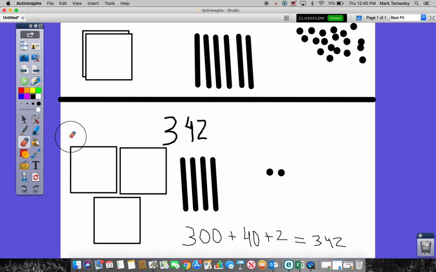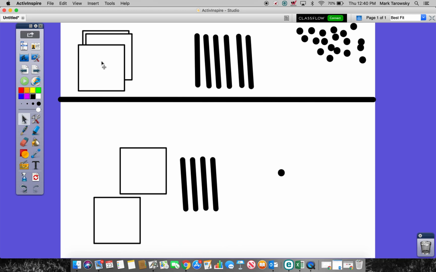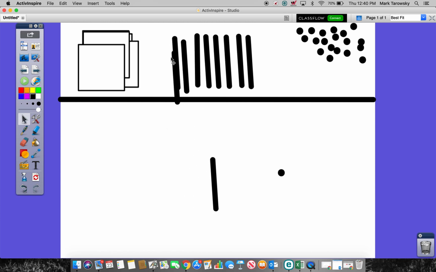Now, what I'm going to do right now, I'm going to erase what I did. I'm going to put mine back up. This is just kind of like my little work area, so you don't have to watch me draw all these. Let me just quickly move them out of the way. Now what I'm going to do is I'm going to put another number here.